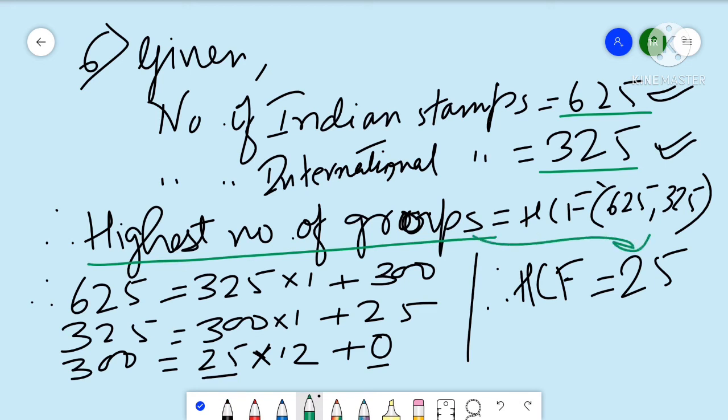So I hope you understood how it is solved. If you have any confusion understanding the question, you can ask me in the comment section, or you can ask me directly, or you can contact me. Look at question number 7.